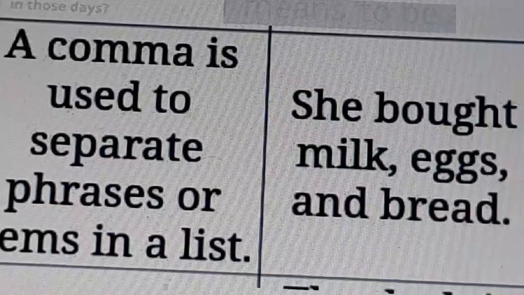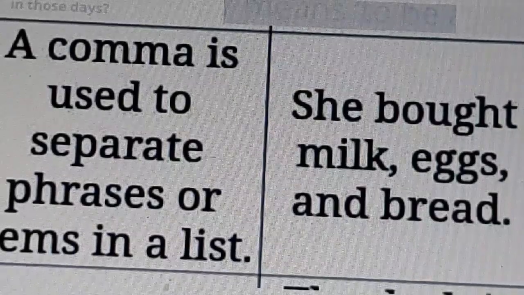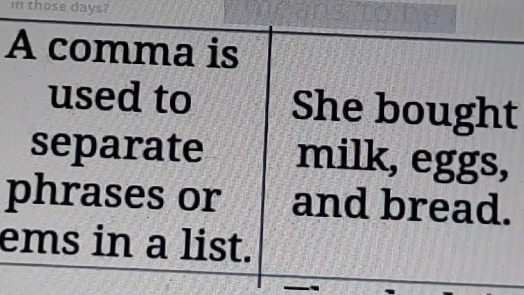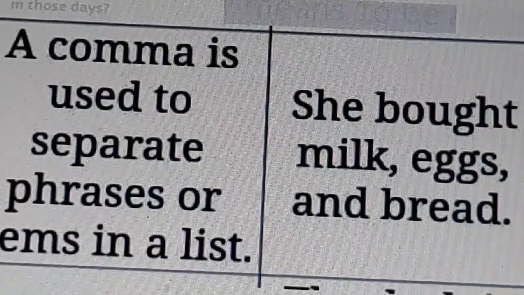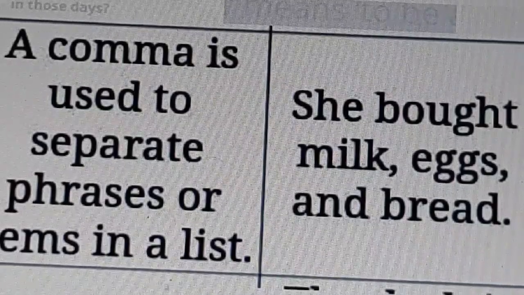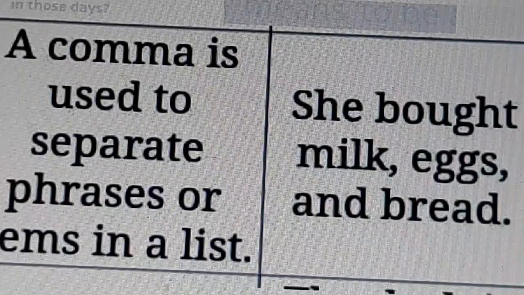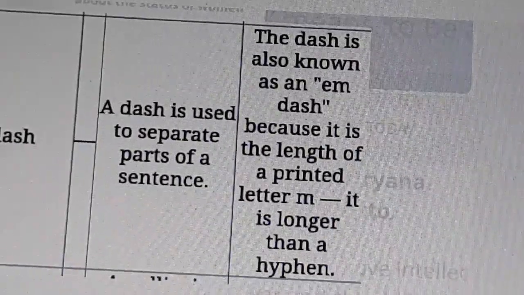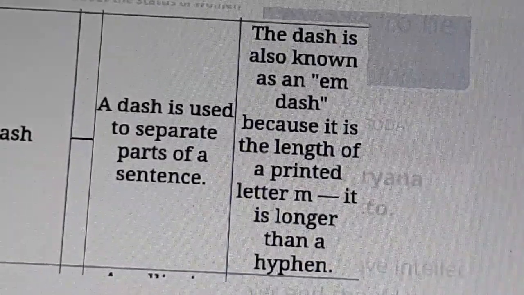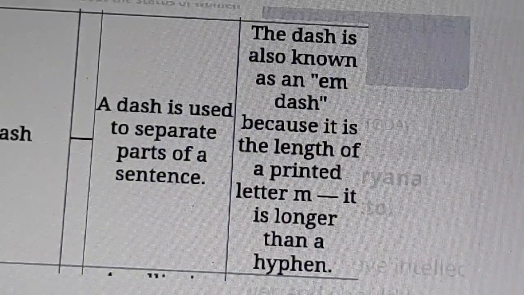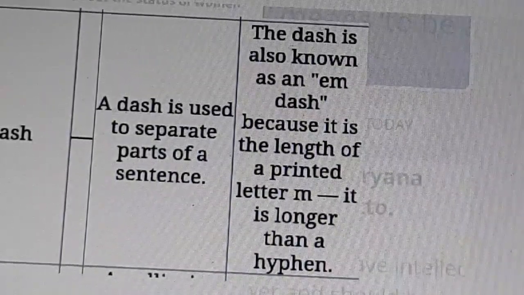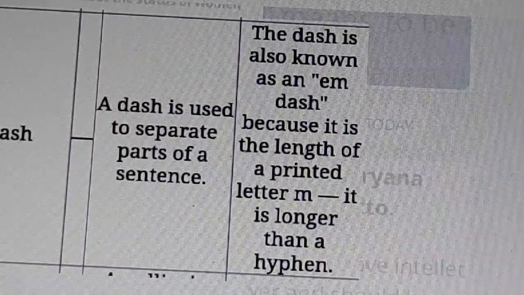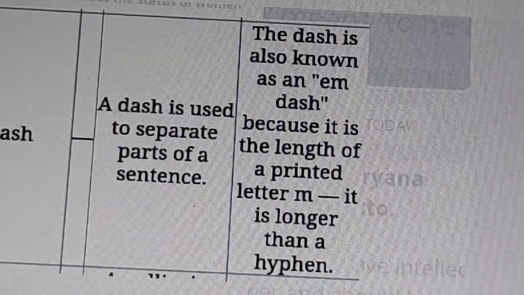Comma. A comma is used to separate phrases or items in a list. Example, she bought milk, eggs and bread. We put a comma to separate these items. A dash is used to separate parts of a sentence. The dash is also known as the M dash because it is the length of a printed letter M. It is longer than a hyphen.